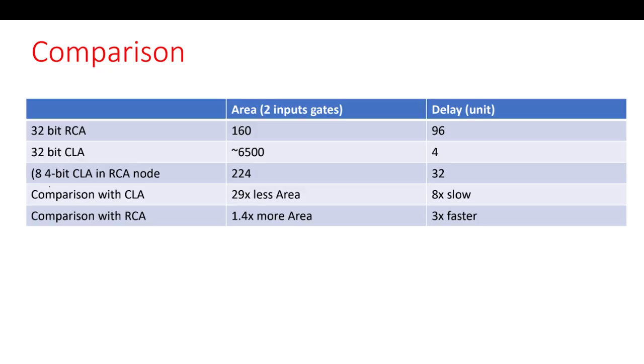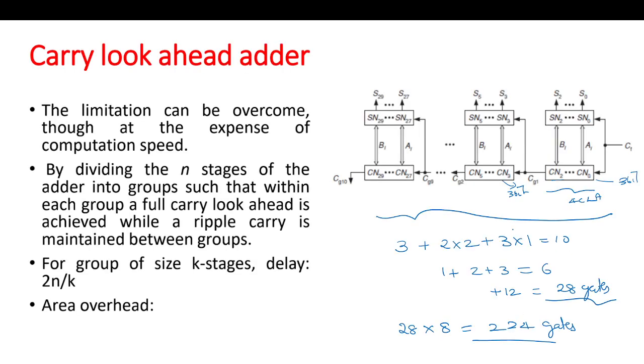This we can observe in this comparison table. When we are combining it, okay, these calculations are considering 4-bit CLA to form a 32-bit adder.